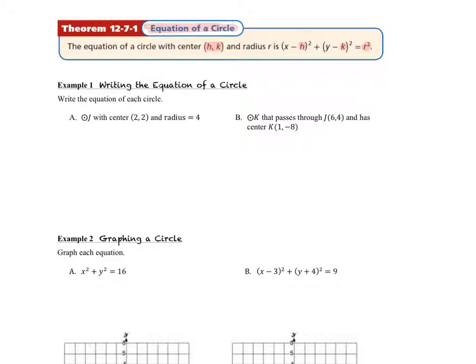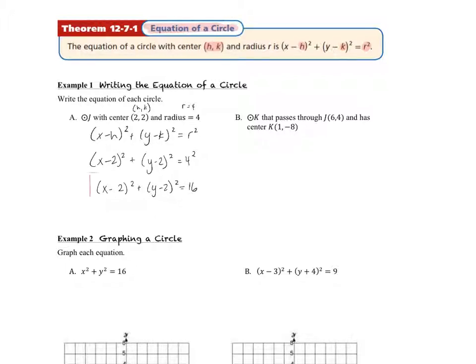So let's start. It says write the equation of the circle. Well, let's start with the equation, which is (x minus h) squared plus (y minus k) squared equals r squared. So we know that r is 4, and our h comma k is the center. So I'm doing (x minus 2) squared plus (y minus 2) squared equals the radius 4 squared. And then we just simplify that 4 squared. So (x minus 2) squared plus (y minus 2) squared is equal to 16. So we've written the equation of our circle.